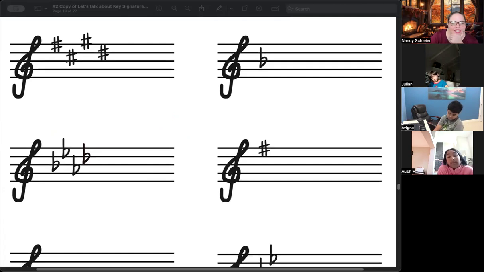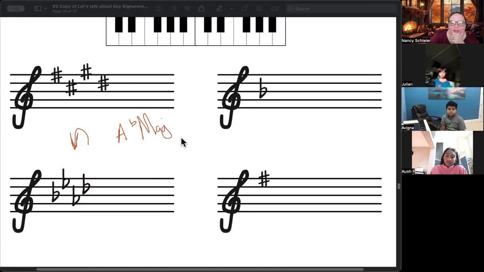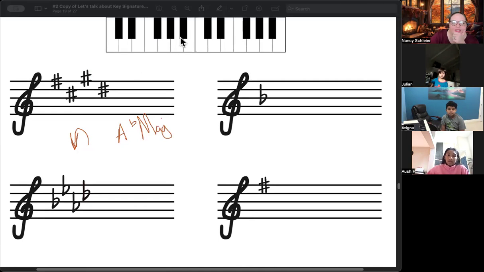Okay, let's do this one. This one's a little bit tricky. Okay, so we have D flat. We go back one. What is this major key signature? Julian, what is it? A flat major. A flat major. Okay, now if we go up here, we're going to go A flat. We go down 3 half steps. 1, 2, 3. And what is this minor key signature?